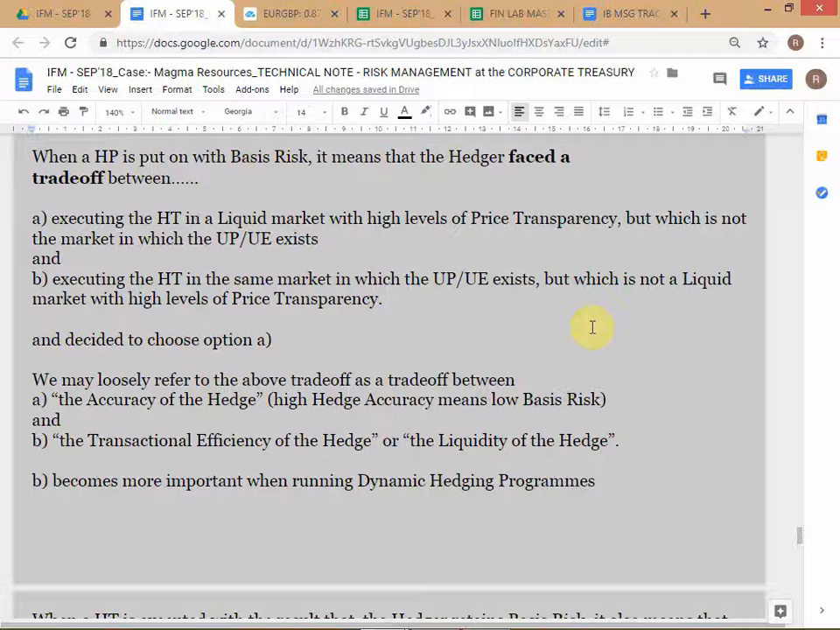There's no other choice, either 0% or 100%. There's no intermediate choice. They should always go because that reduces their total risk, and that's what a hedger should be doing. So that's the first decision.